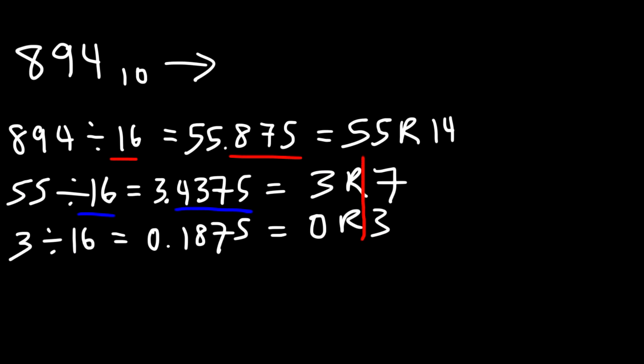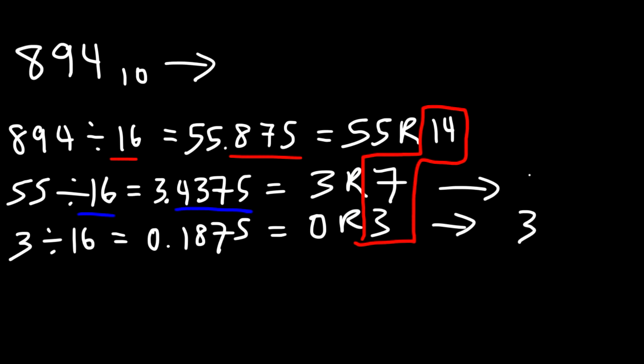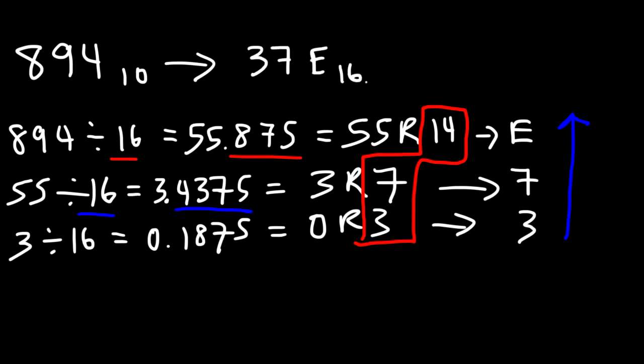Now let's convert the remainder values to hexadecimal values. So 3 as a decimal is 3 in the hexadecimal system. 7 is still 7. Now 14 corresponds to a letter. So using a chart, 14 corresponds to E. So we're going to write it from the most significant digit to the least significant digit. Thus 894 is 37E in the hexadecimal system. And so that's it for this example.